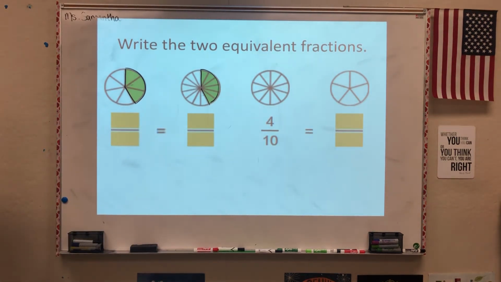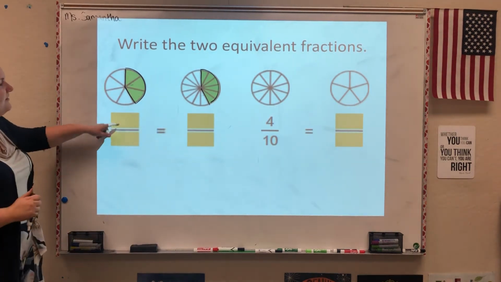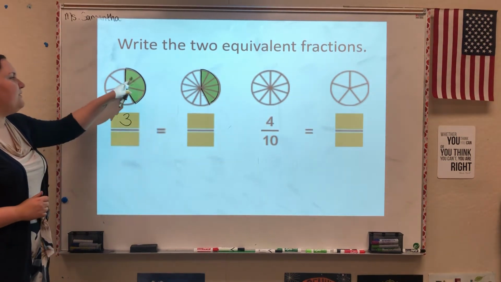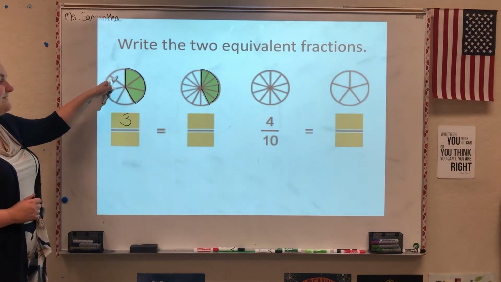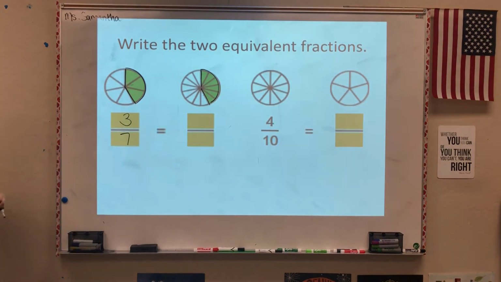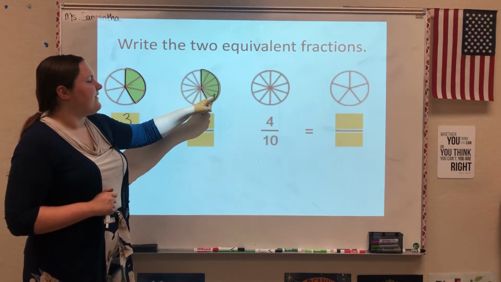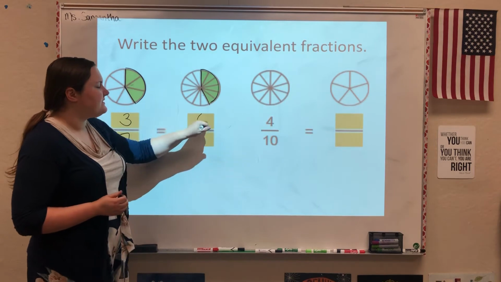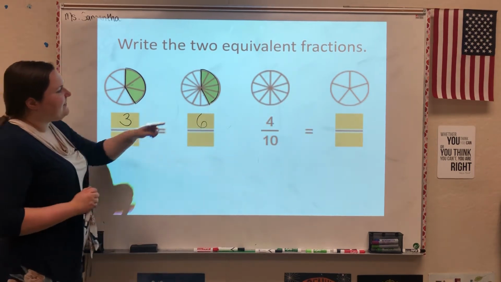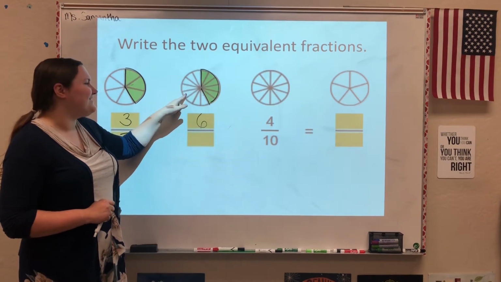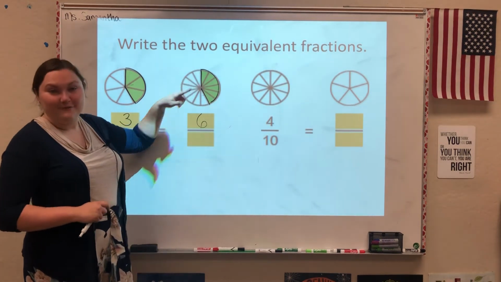So what are those two fractions? Well, over here, we've got 1, 2, 3 parts out of 1, 2, 3, 4, 5, 6, 7. So 3/7. And I've got 3/7 is equal to 1, 2, 3, 4, 5, 6. So over here, there are 6 parts shaded. And then 1, 2, 3, 4, 5, 6, 7, 8, 9, 10, 11, 12, 13, 14 total.